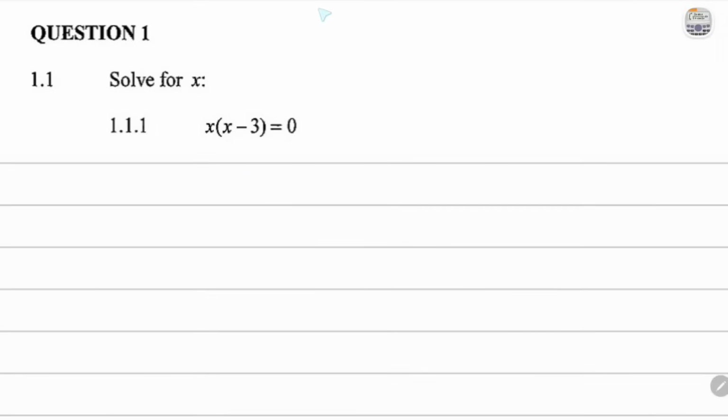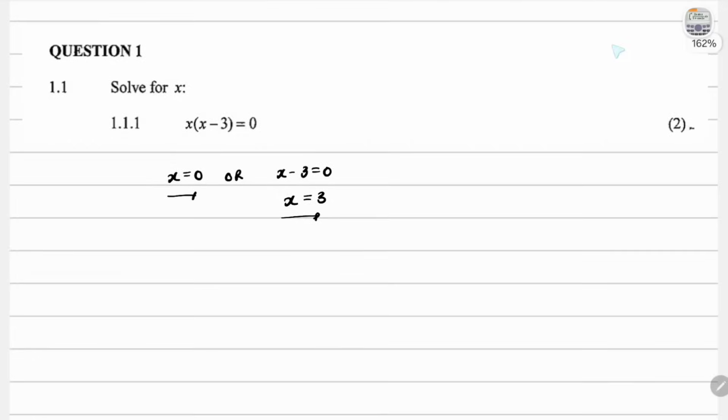Okay, so to solve this question, we simply say that it's either x is equal to 0 or x minus 3 is equal to 0. Therefore, if we solve, x is equal to 3, and those are our solutions.